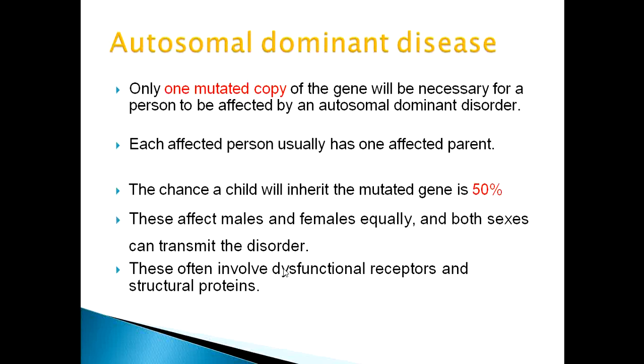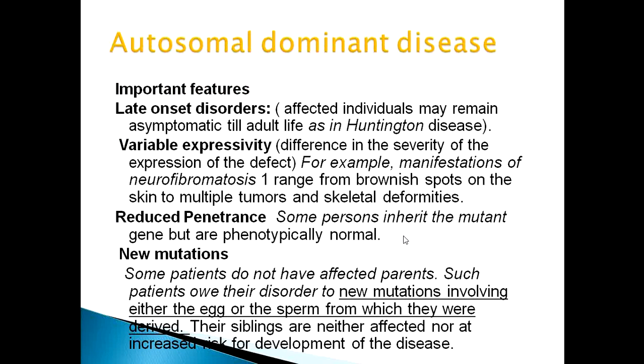In autosomal dominant disease, only one mutated copy of the gene is necessary for a person to be affected by the disorder. Each affected person usually has one affected parent. The chance a child will inherit the mutated gene is 50%. Both males and females are affected equally and both can transmit the disorder. They often involve dysfunctional receptors and structural proteins.